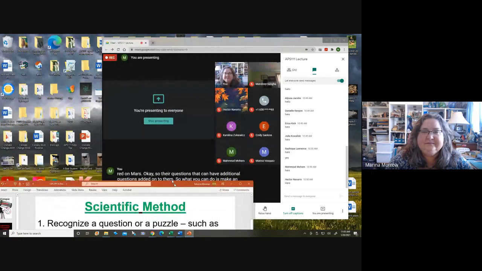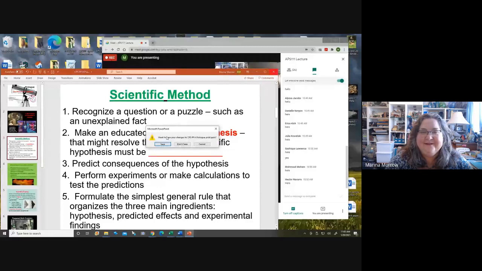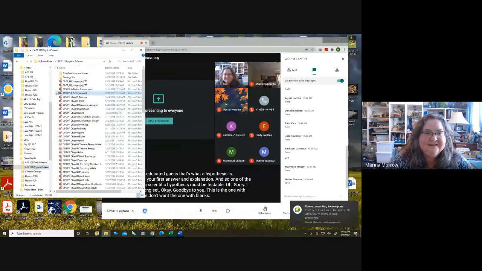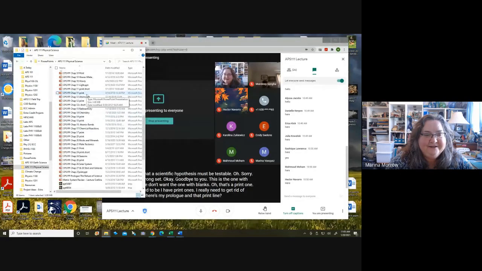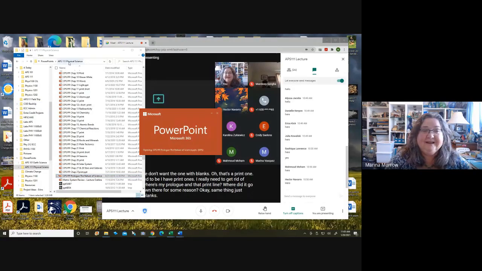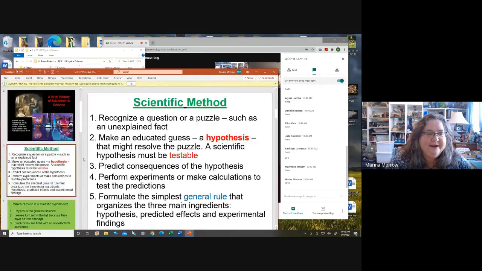Uh-oh. Sorry, I picked the wrong set. Okay, goodbye to you. This is the one with blanks in it. We don't want the one with blanks. Oh, that's the print one. Yeah. So it used to be I had print ones. I really need to get rid of those. Okay, where's my Prologue and not print one? Where did it go to? Oh, it's way down there for some reason. Okay, same thing, just doesn't have blanks. Okay, so where were we? Here we were. Oh, look at that.